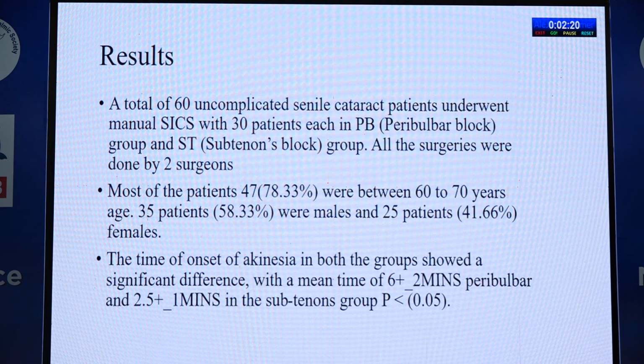The results: a total of 60 uncomplicated senile cataract patients underwent manual cataract surgery, with 30 patients in each group. All the surgeries were done by two senior surgeons. Most of the patients, around 78.33%, were between 60 to 70 years of age. 35 patients were male and 25 were female. The time of onset of akinesia in both the groups showed a significant difference, with a mean time of 6 plus or minus 2 minutes with peribulbar and 2.5 plus or minus 1 minute with the sub-Tenon's group.